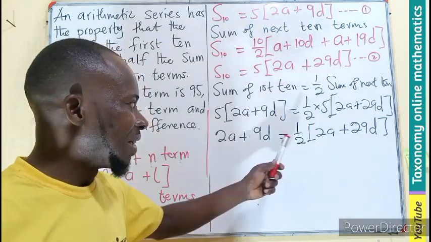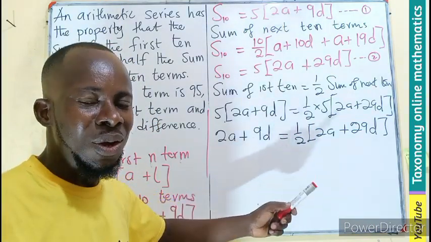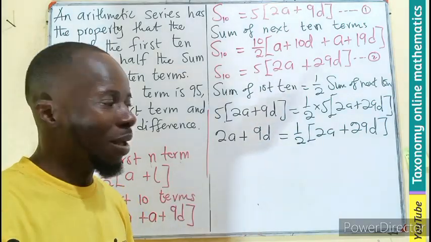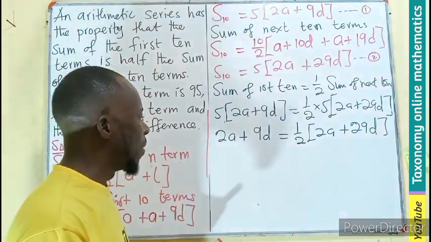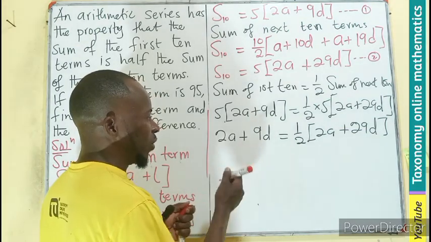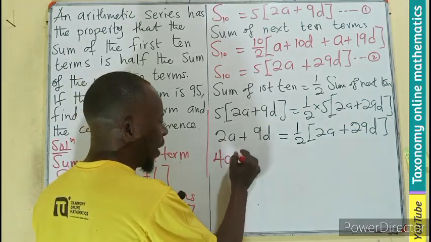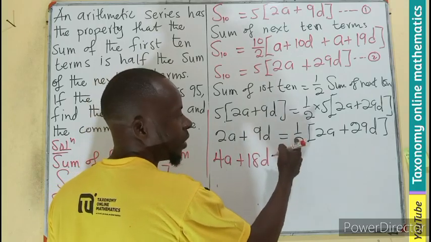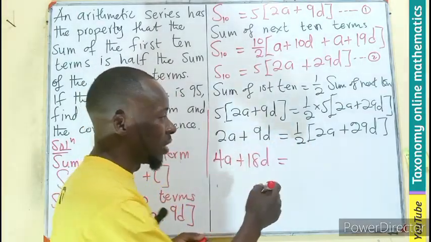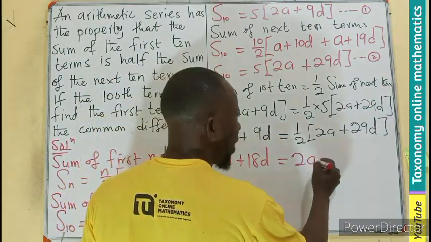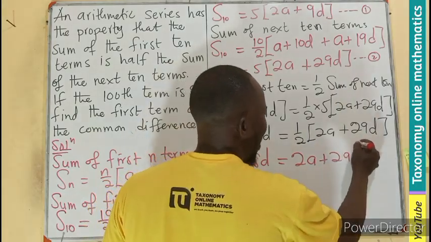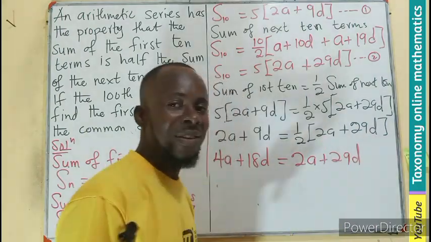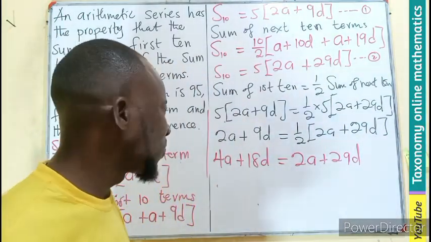Good. Then this half is a fraction. We can clear the fraction by multiplying by the denominator, meaning 2. So 2 times this, if I multiply through, I'll be having 4a, 2 times this, 18d, and 2 times this will clear the fraction, you'll be left with 2a plus 29d. I believe you get the concept. All right.